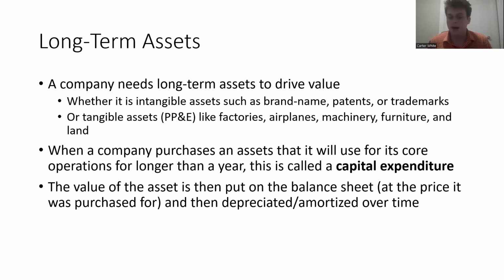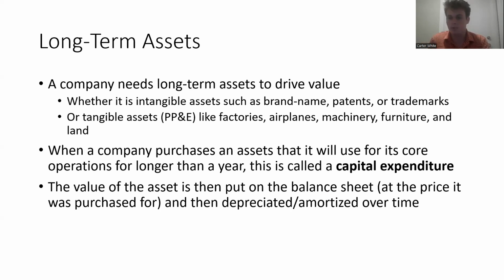And when a company buys a piece of equipment, something tangible, something that would be a capital expenditure, what shows up on the balance sheet as the asset they just bought is exactly the value they purchased it for. So it's the purchase price that they paid. And then whatever they buy will be depreciated or amortized over time on the balance sheet.